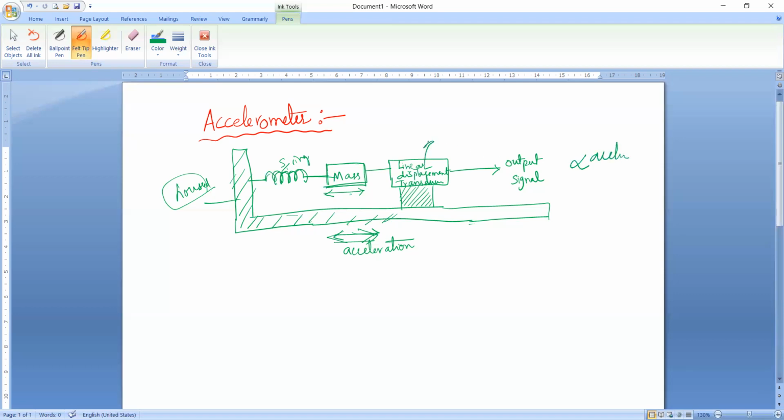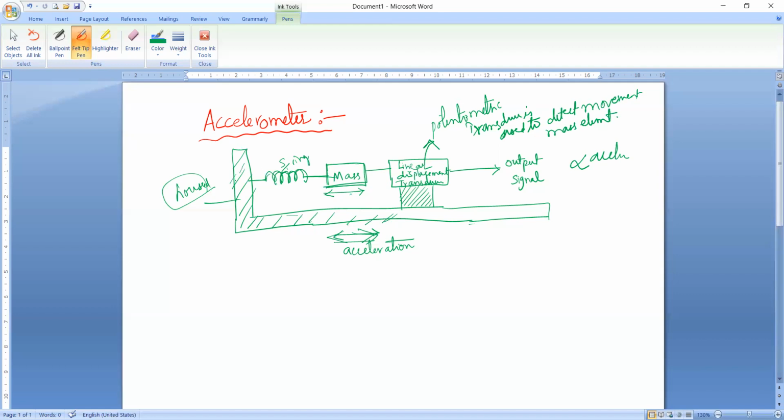Here, in this case, for linear displacement, we use a potentiometric transducer. The potentiometric transducer is used to detect the movement of the mass element, and this mass element is attached to the spring.